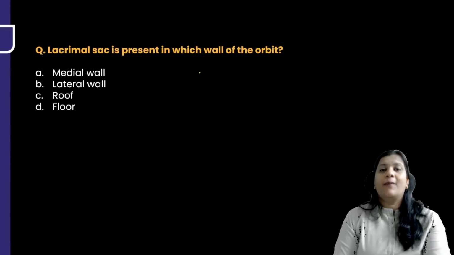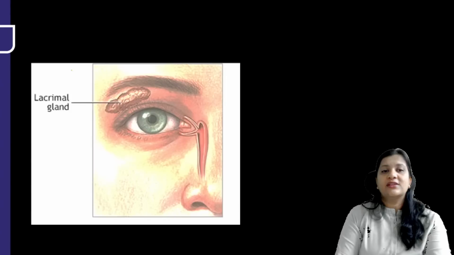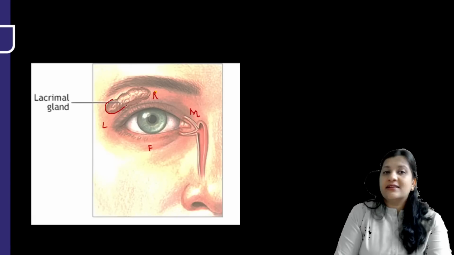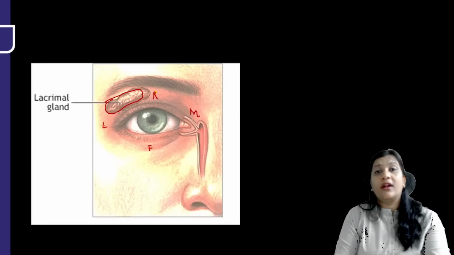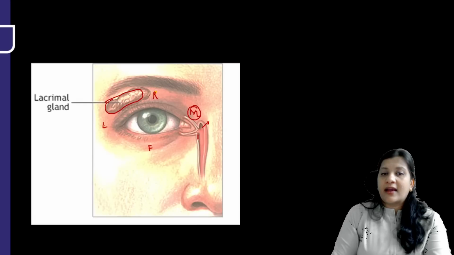So when we say lacrimal sac, we know that the lacrimal sac is present near the medial wall of the orbit. If this is the eye, this is the roof of the orbit, this is the floor of the orbit, this is your medial wall, and this is your lateral wall. So lacrimal gland is present at the junction of lateral wall and roof, whereas lacrimal sac is present on the medial wall. The nasolacrimal duct goes and opens in the lateral wall of the nose.